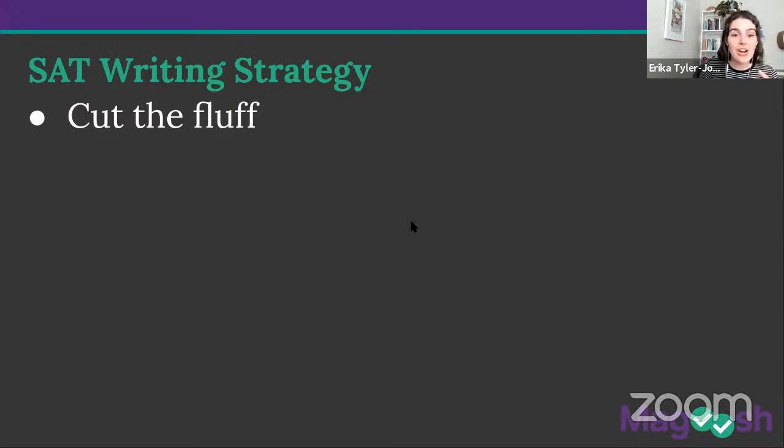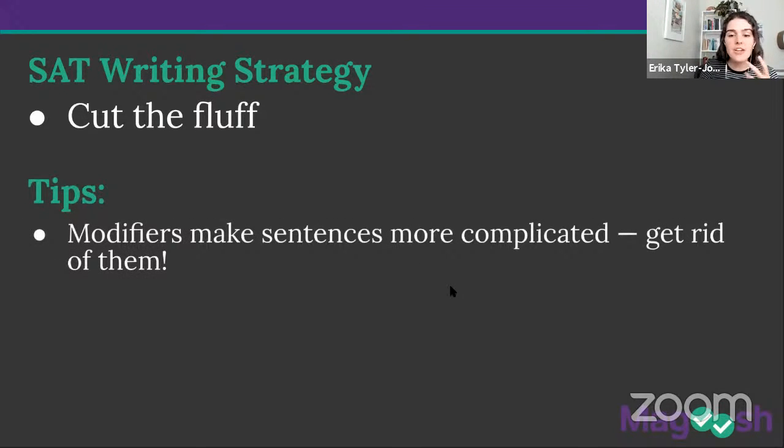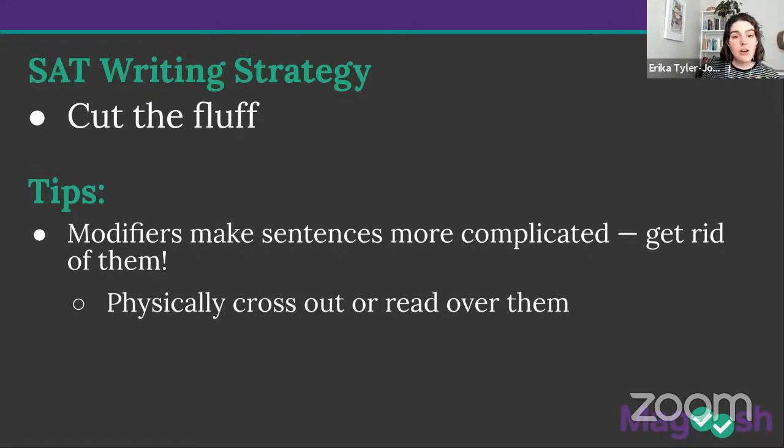So let's talk tips for how to do this. Modifiers make sentences more complicated. Get rid of them. When we get rid of modifiers, we can physically cross them out on our paper. If you've got a paper test, you can cross them out with your pencil, or you can read over them, kind of like we might in reading if we're skimming, where we just skip over sentences and pass our eyes over them. We can do that here, where we pass our eyes over the modifiers and read around them.